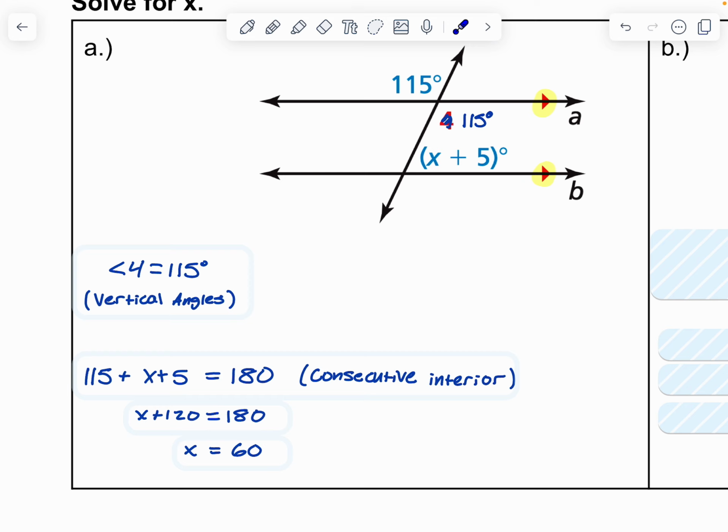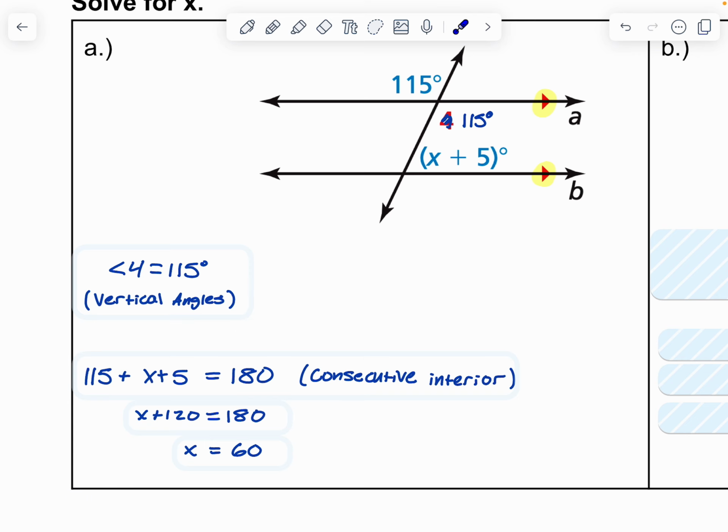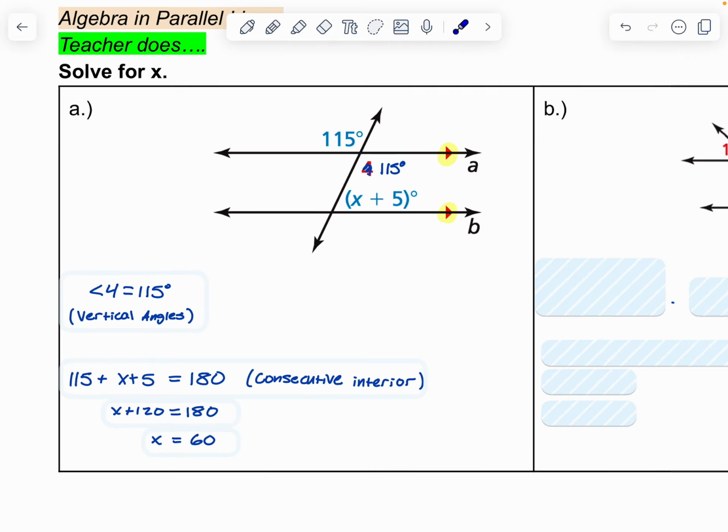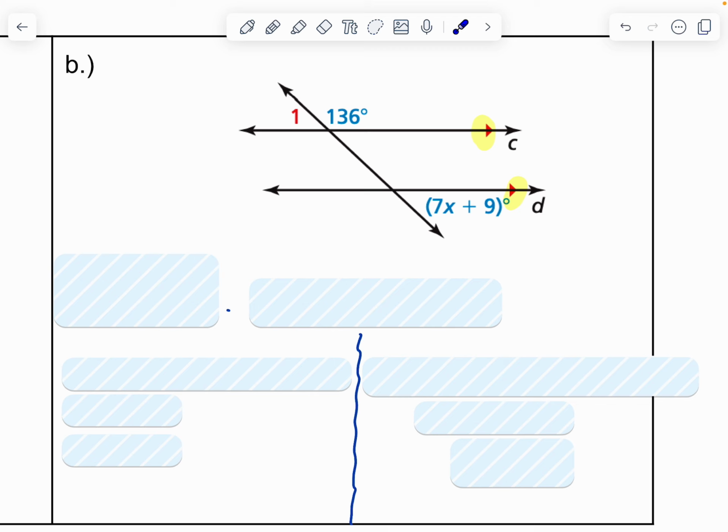Unfortunately, we couldn't solve for it right away. We needed to find another angle first. But once we did, we just used one of our new angle pairs that we learned. Okay. Let's see if there is an immediate relationship between these two angles. There is, but if you didn't see it, it's okay. Maybe try and find angle 1 first.